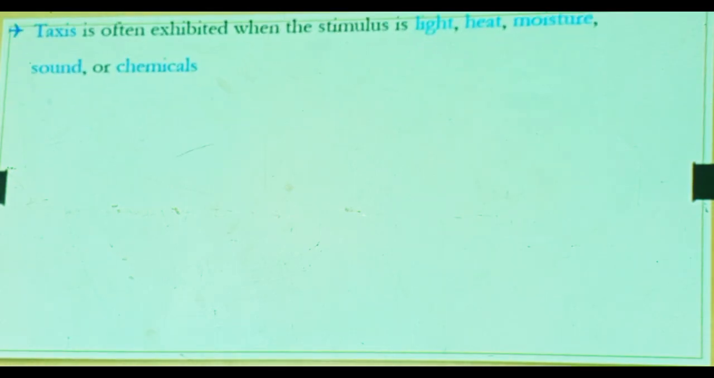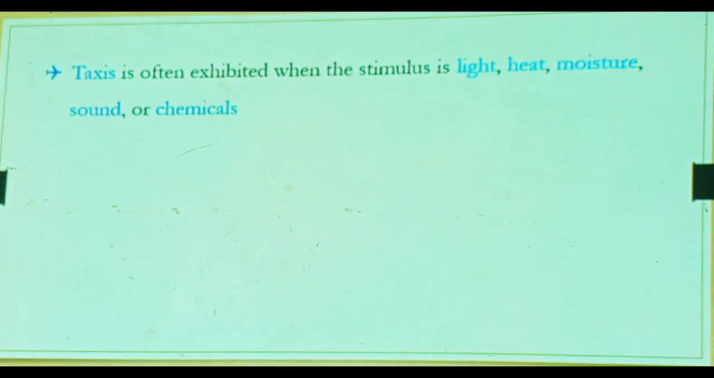And taxis is often exhibited when the stimulus is light. Stimuli usually responsible for bringing about tactic movement in animals are light, heat, moisture, sound, and chemicals. These are the common stimuli for which the animal moves towards or away from the stimulus.